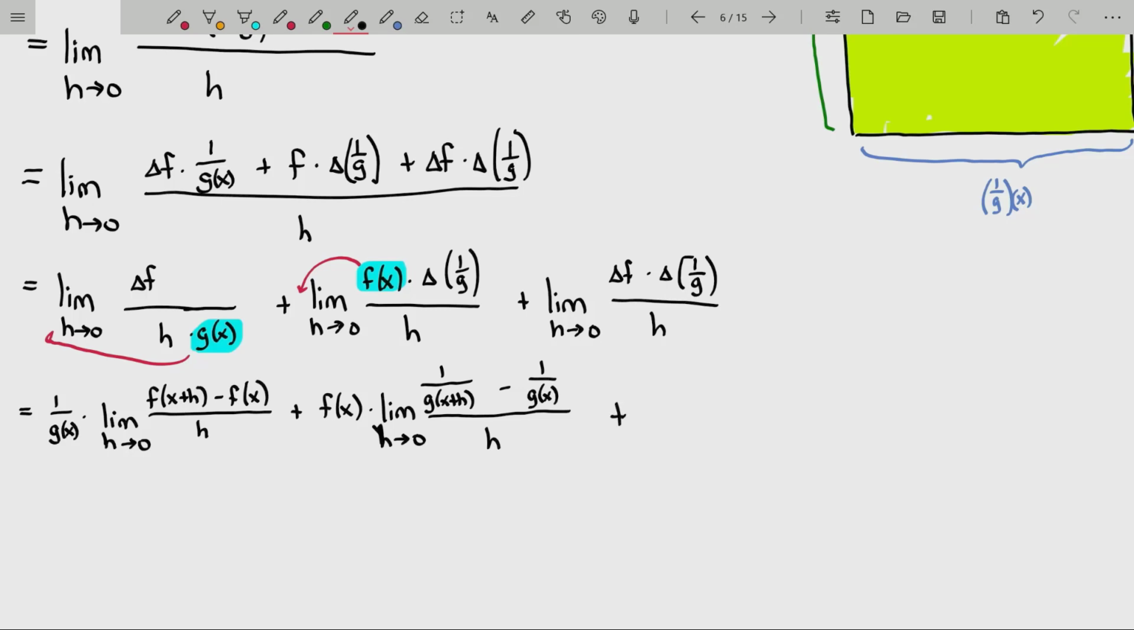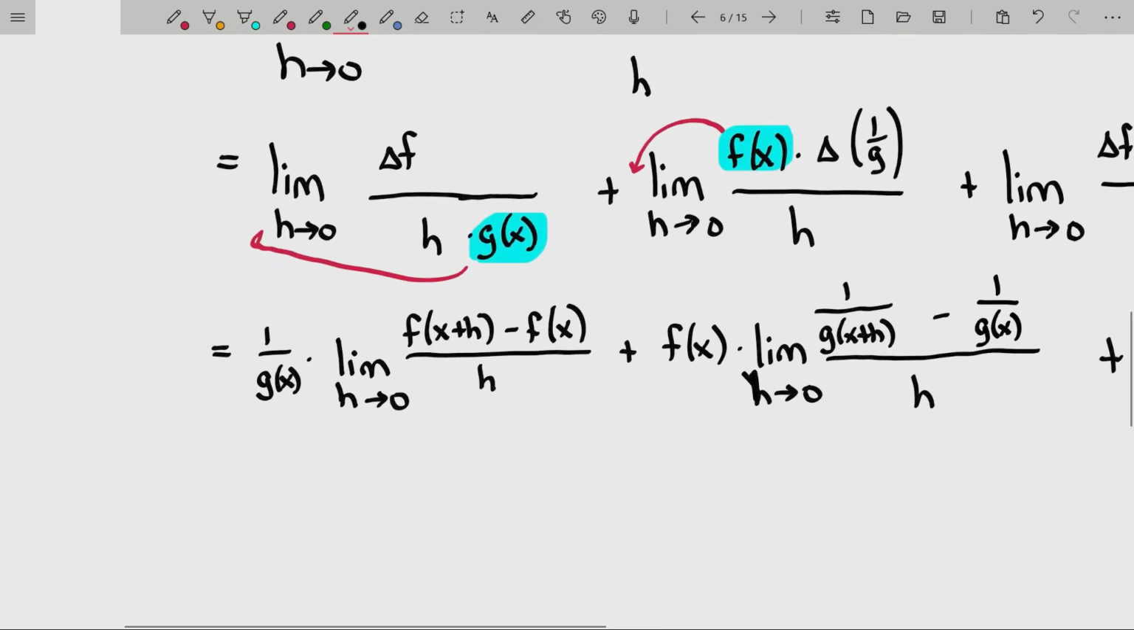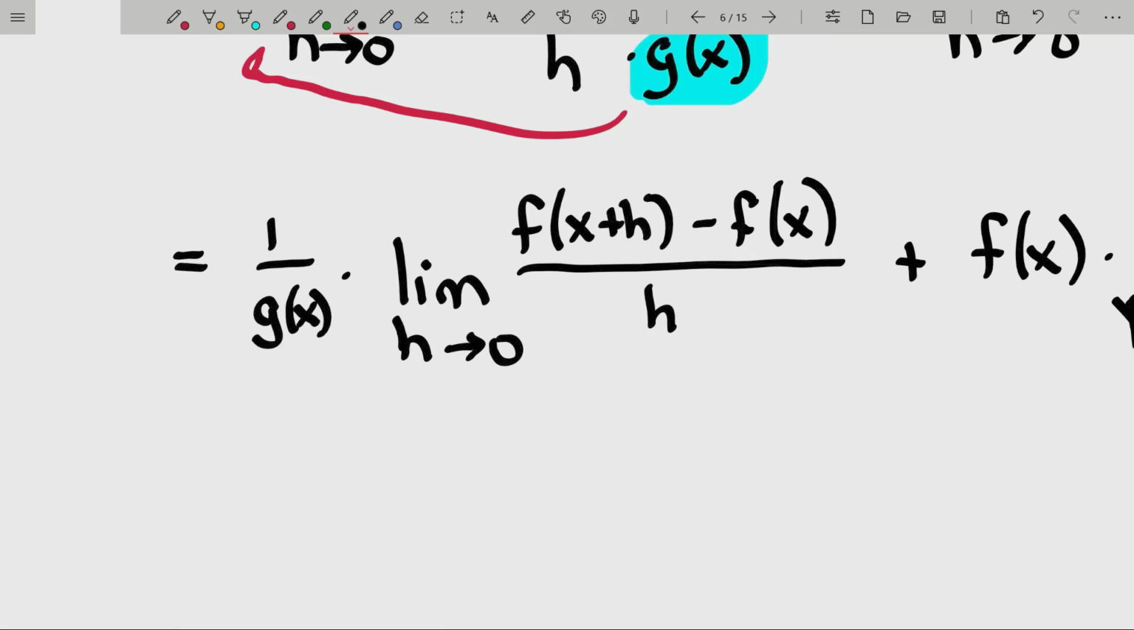Finally, plus, I have a limit as h goes to 0 of delta f over h times the limit as h goes to 0 of delta 1 over g. I'll just write it that way. So I split that product up, and we'll see if this is legal. You don't know if it's legal until you actually evaluate it to find out if it becomes finite. If it doesn't become finite, then, well, by golly, it's not legal. All right. Let's start simplifying notation.